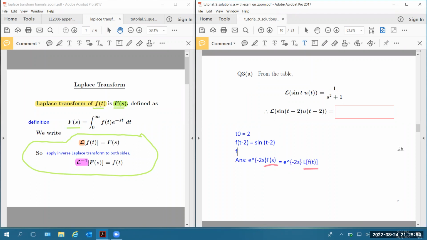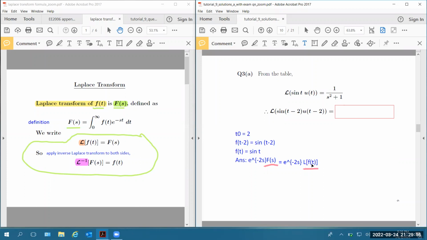Actually, it's from your ft minus 2. Ft minus 2 is sine t minus 2. So ft is what? What is this? Class, what is this? Ft is what? Sine t. Yeah, I think you got it already. Just change the t minus 2 to t.